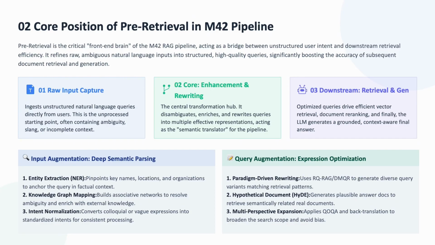Third layer, downstream retrieval and generation. All polished, augmented structured queries drive precise vector database recall, multi-document re-ranking, and finally guide LLMs to produce fully grounded, context-aware response content. Without this pre-processing layer, downstream retrieval will face severe missing recall and irrelevant noise issues.